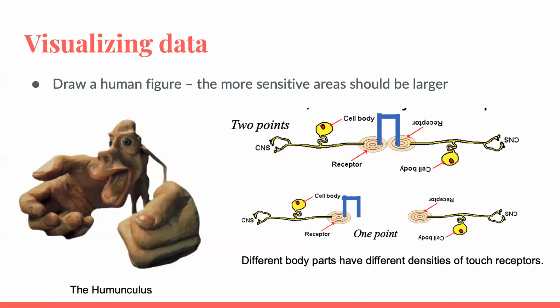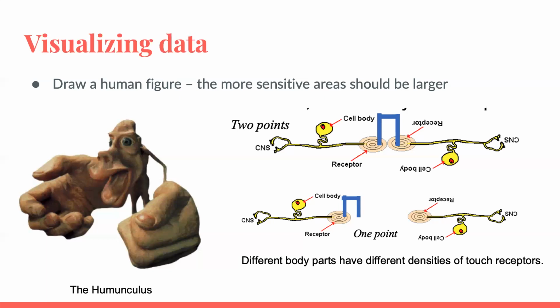Does anyone have questions about this whole experiment and how it relates to the density of receptors? Okay, if you're not done with this experiment, you can carry on after we're finished with the tutorial.